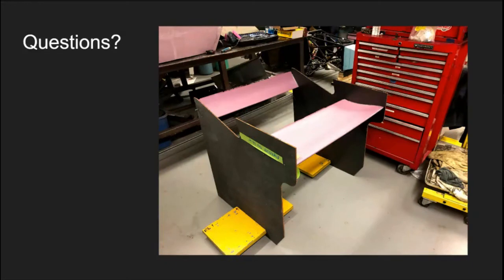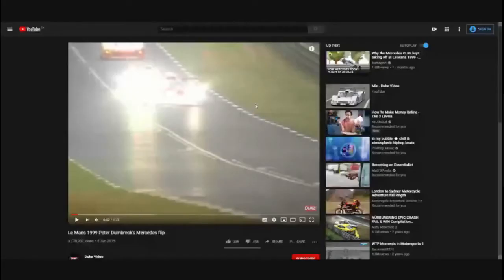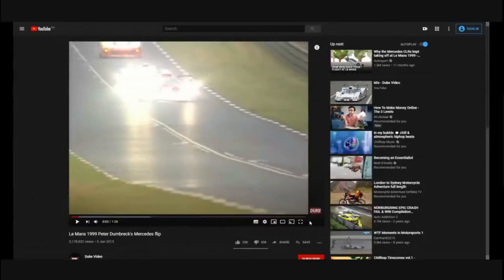Oh, and for the people that are still here, show the Mercedes that I sent you on Slack, because they talked about that in Race Car Aerodynamics. If you can show it. Can you guys see it?